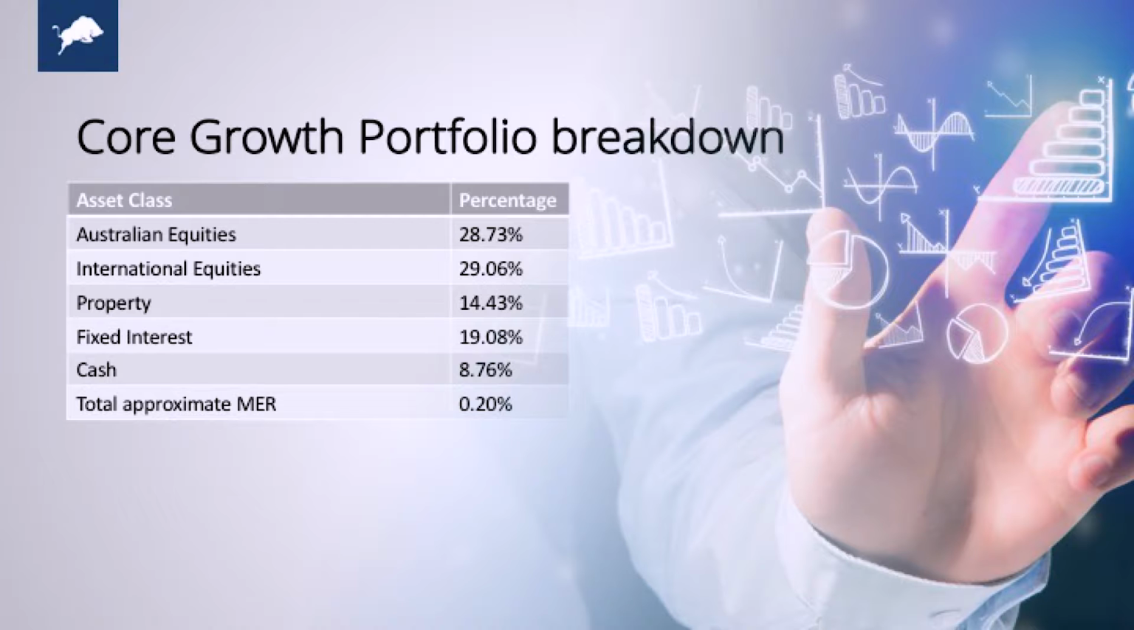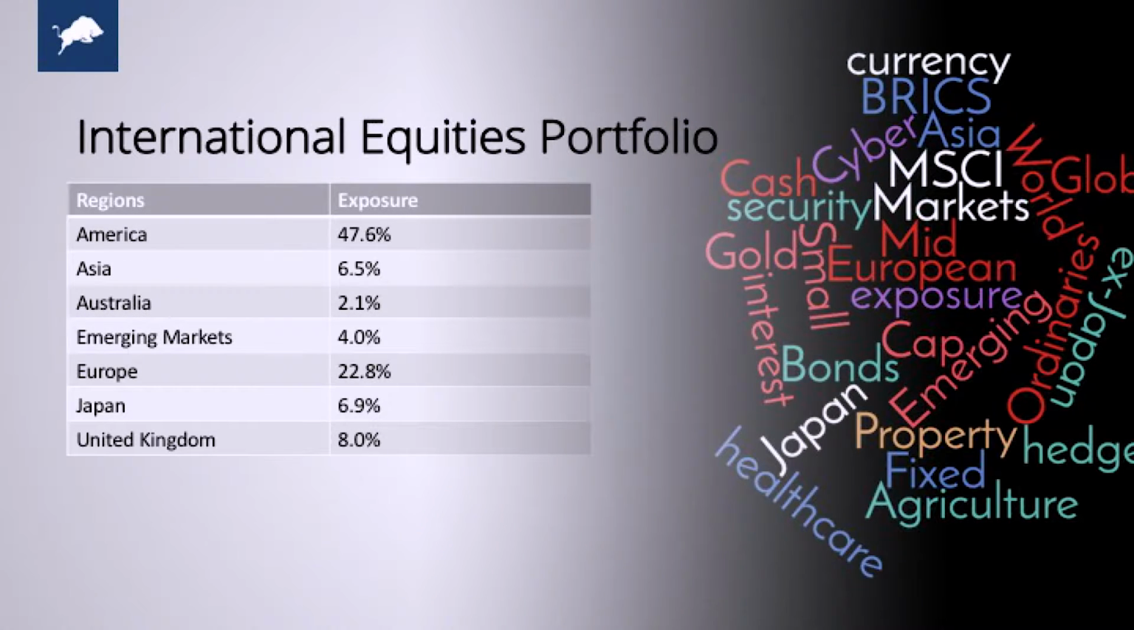Now, if we look at the international component of this portfolio as well, you can see the different mixture of exposures on this slide. We've got America at 47%-ish. Asia, we've got 6.5%. Australia does still make up a little bit of it, at 2.1%. Emerging markets, 4%. Europe is the second highest there at 22 to 23%. Japan at 6.9% and the UK at 8%. So when you invest directly into our international equities portfolio, this is the exposure that you get.